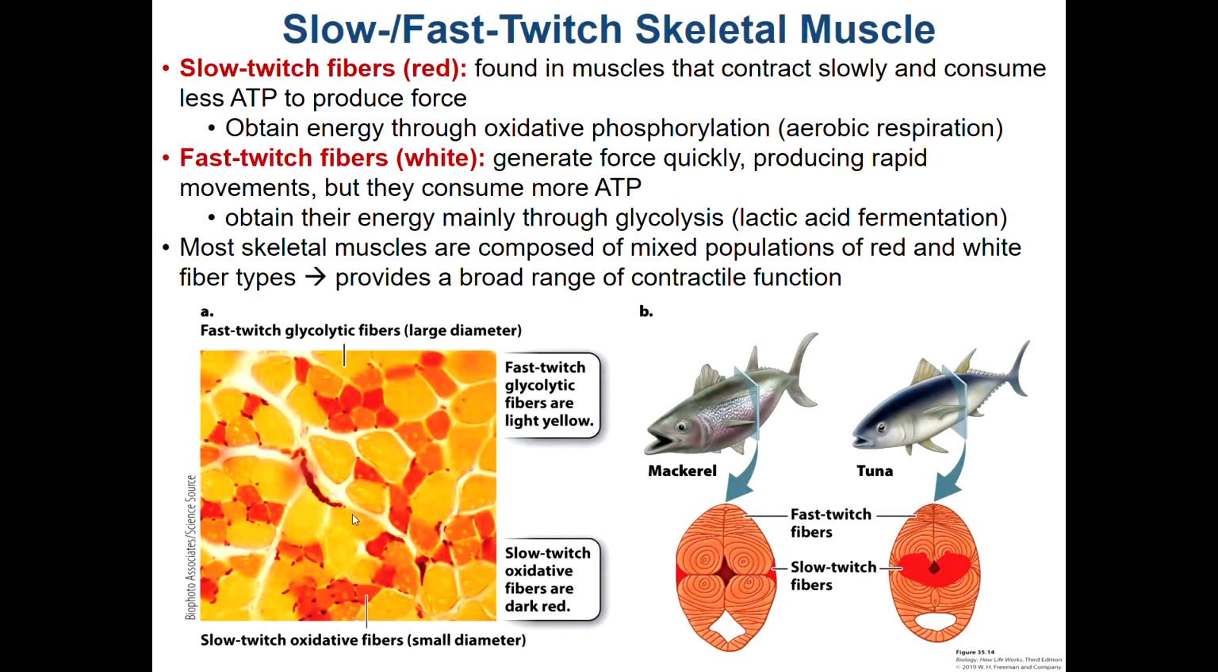In order for our fast twitch fibers to obtain enough ATP, they mainly get their energy through glycolysis, which happens during lactic acid fermentation. An animal, such as a predator, depends on fast twitch fibers to sprint or to lunge at its prey. Most skeletal muscles are composed of mixed populations of red or slow twitch fibers and white or fast twitch fibers. And this provides a broad range of contractile function, which helps an animal to survive.